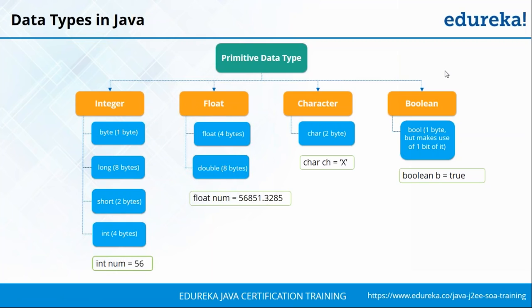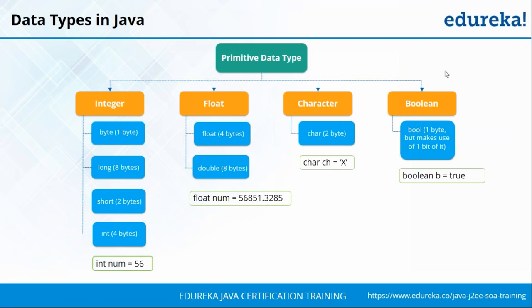So in case you do have any value that is taking a decimal point value, then you're going to be using a float variable. So again, based on your need of storing the number you can use float or double, and you can see how I've initialized a floating number is equal to 568151.3285. So are you clear with respect to integer and float?